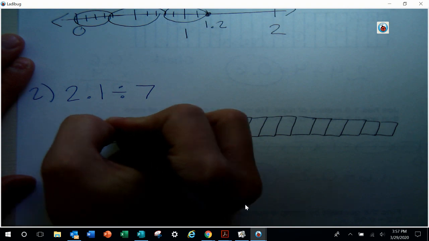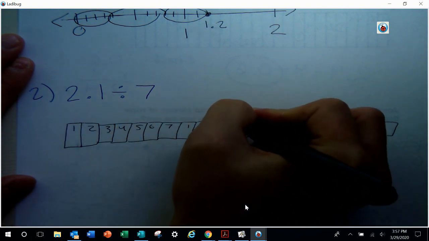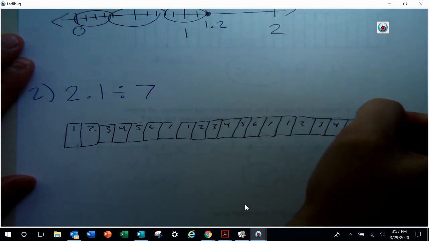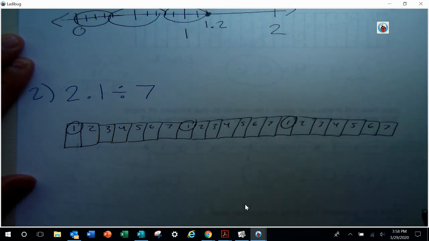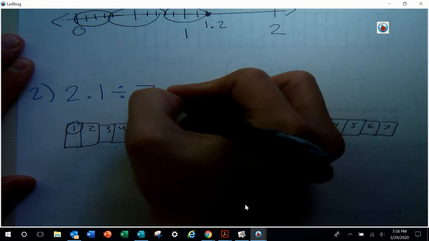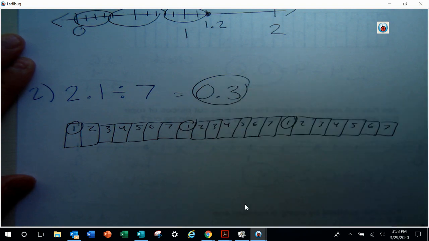1, 2, 3, 4, 5, 6, 7. How many are going to go in each group? Well, I have 3, but 3 what? I drew rods. Those are 3 tenths. I have 3 tenths in each group.